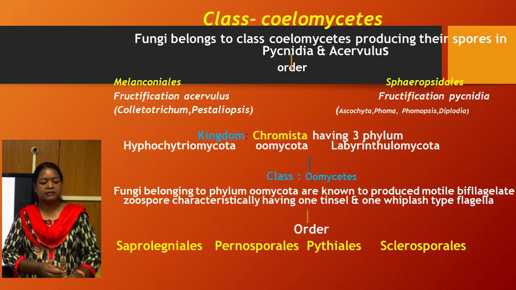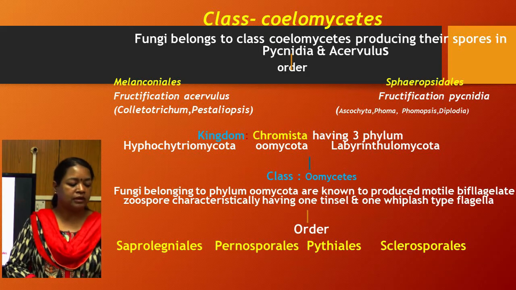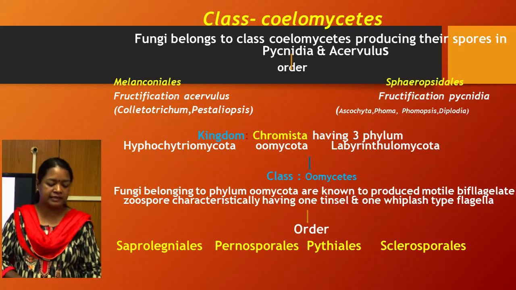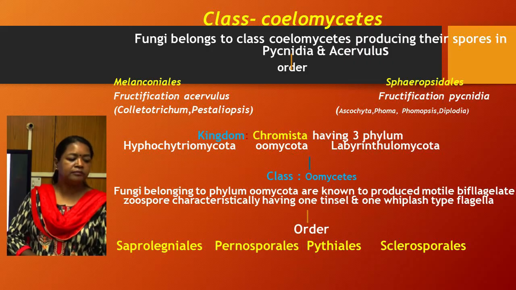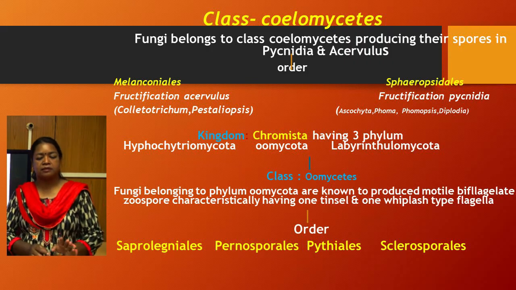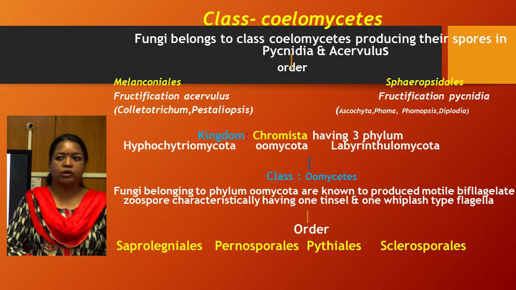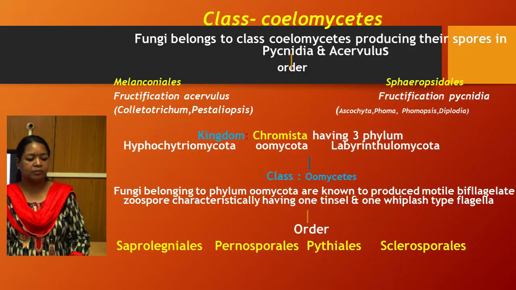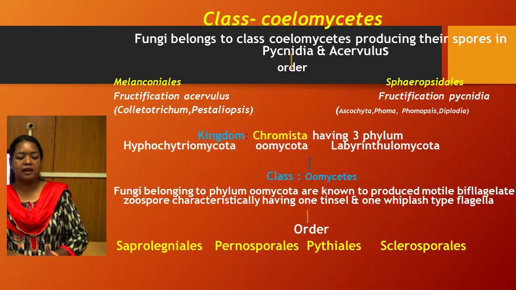The class Oomycetes is again divided into four orders. First order is Saprolegniales, second order is Peronosporales, third is Pythiales, and fourth order is Sclerosporales. Next is the order Saprolegniales. The order Saprolegniales has one important family, Saprolegniaceae, having the genus Saprolegnia. The order Peronosporales has two important families, Peronosporaceae and Albuginaceae.